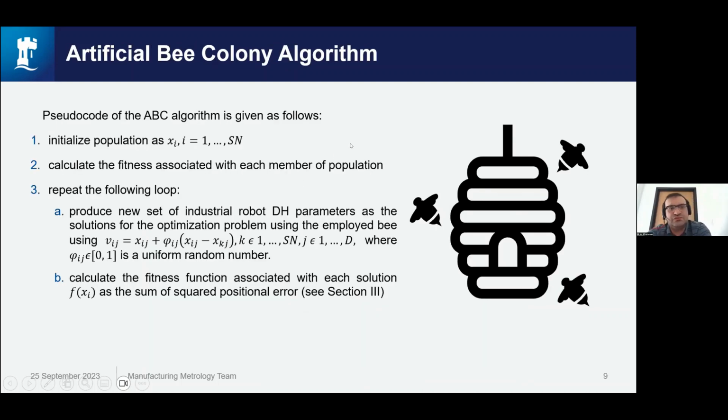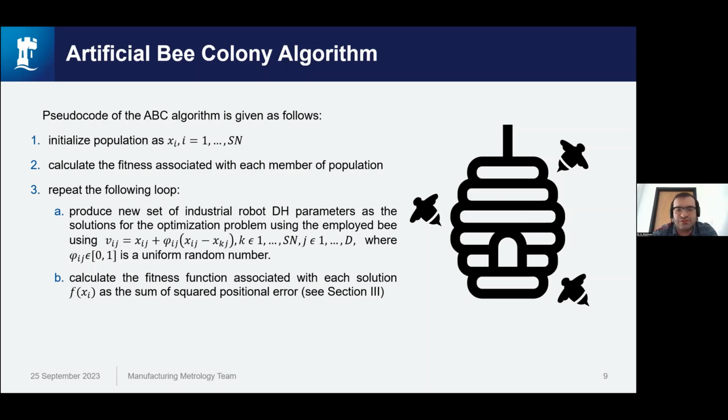So in order to do that, we have used different intelligent optimization algorithms. The first intelligent optimization algorithm which we have used in this study is artificial bee colony. As you can see here, artificial bee colony is a swarm-based optimization approach, which is based on the movement of bees within the environment to find the optimal place of the food.